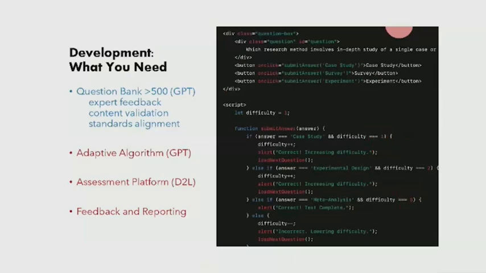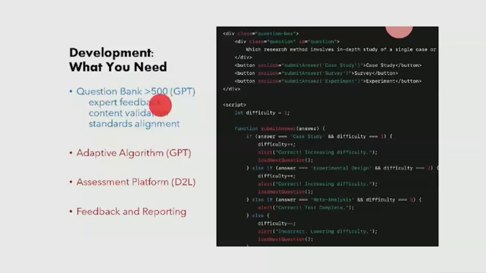So what do we need to develop an adaptive system to deliver the extensive quizzes that you need? First, the question bank, which we just talked about. We can use GPT to develop that, and through content expert validation, we would be able to get high quality questions.